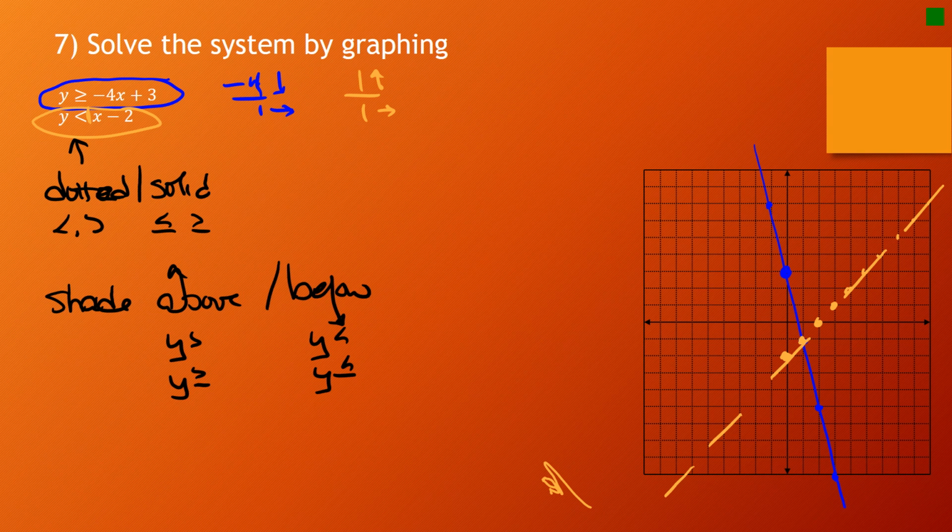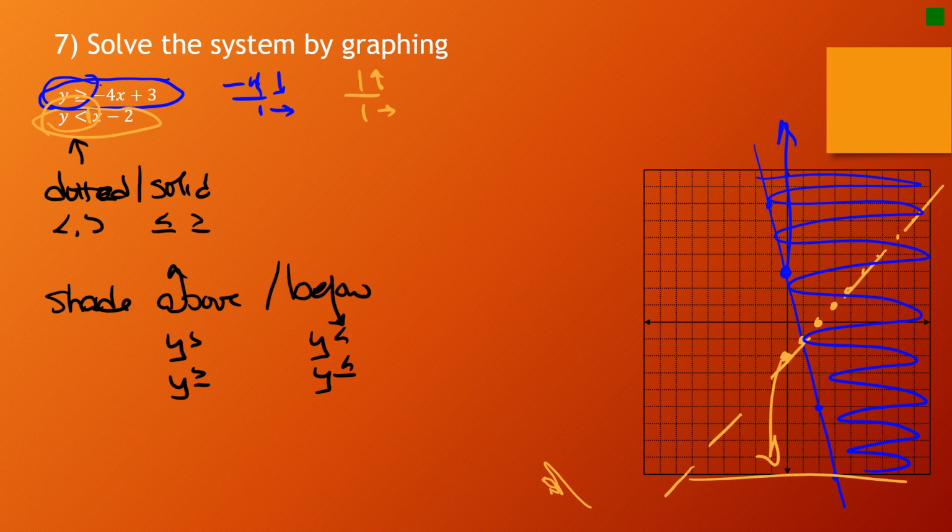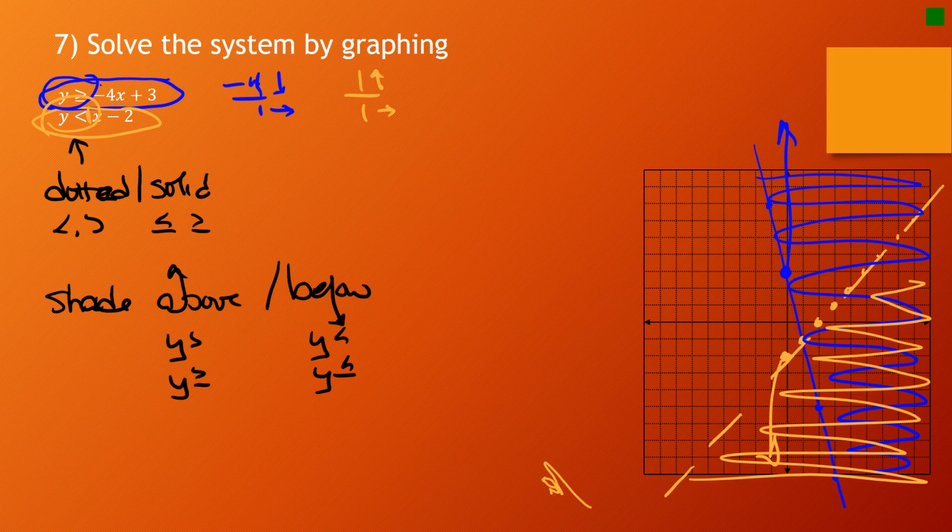Now on the blue one, I forgot to shade. It says y is greater. Take any point and go greater up to the sky. So this is the blue shaded area. For the yellow, y is less. So take any point and go down below. And I'm going to go below that line. This is the yellow area. So where is my area that's shaded for both?